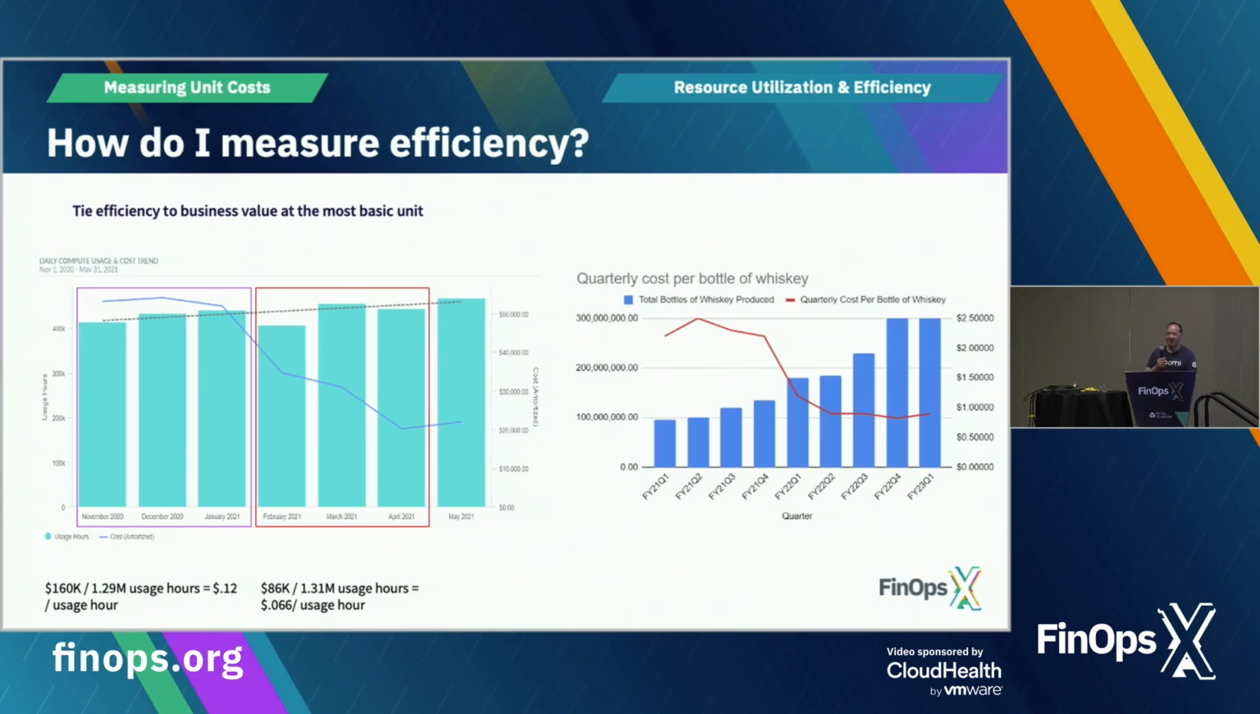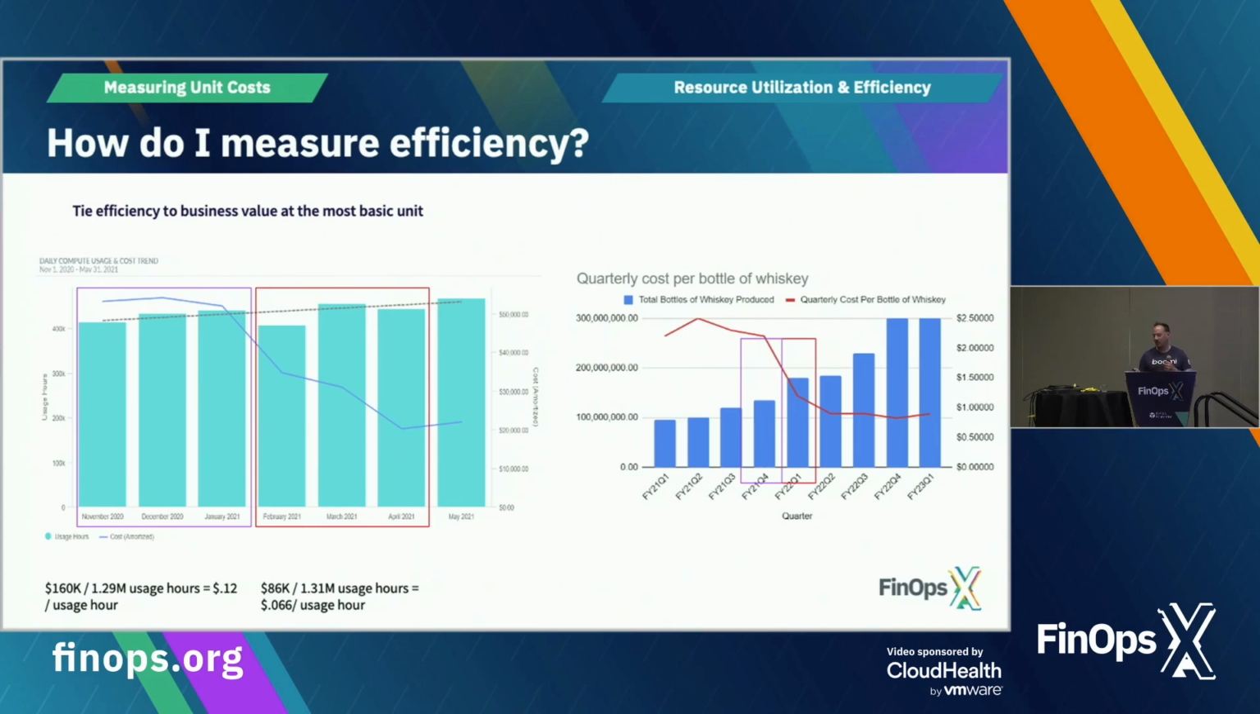So for this particular example, what is our quarterly cost per bottle of whiskey? Well, let's compare those 2 quarters in succession. And you can obviously see that we substantially dropped off a cliff. So we fell off about 45% from a unit cost perspective. And oh, by the way, we increased output by 40%. So we just increased the amount of bottles of whiskey substantially while reducing our unit cost.